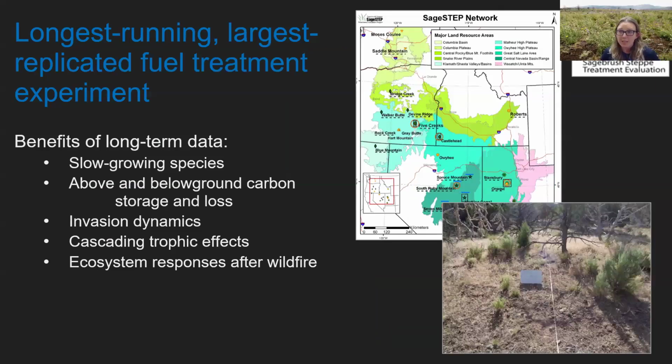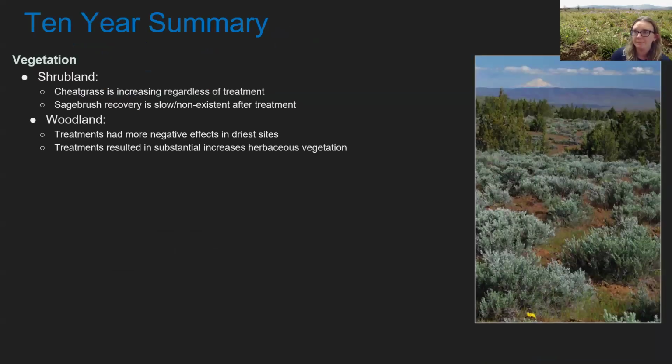And so at this point, it's the longest running and largest replicated field treatment experiment that we're aware of. And that's given us this rich long-term data set that lets us learn about things like the slow growing species that we have in these ecosystems, about above and below ground carbon storage and loss, invasion dynamics, trophic effects, the way that all these different ecosystems respond after wildfire.